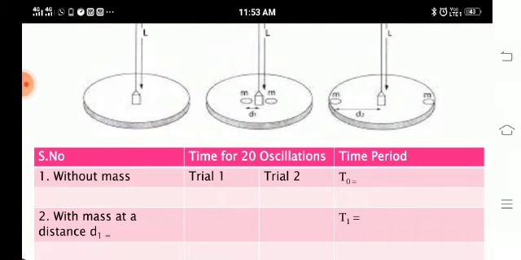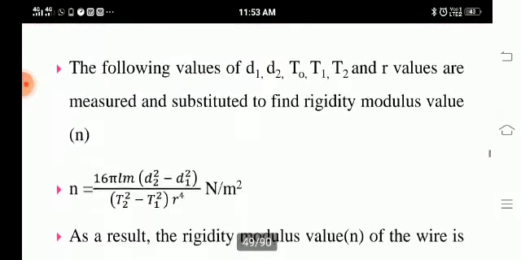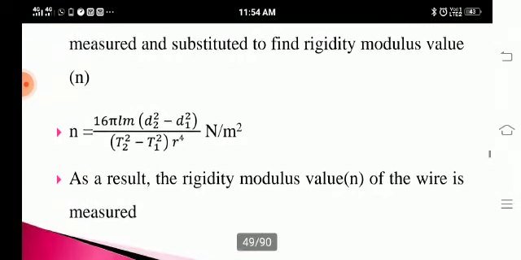So, we are going to do the experiment for different trials. First, without mass, then with mass at a distance d1 and with mass at a distance d2. By noting all the values and putting them in the formula, we get the final rigidity modulus of the thin wire as 16 pi L m into d2 squared minus d1 squared divided by T2 squared minus T1 squared into R power 4. The unit is Newton per meter squared.